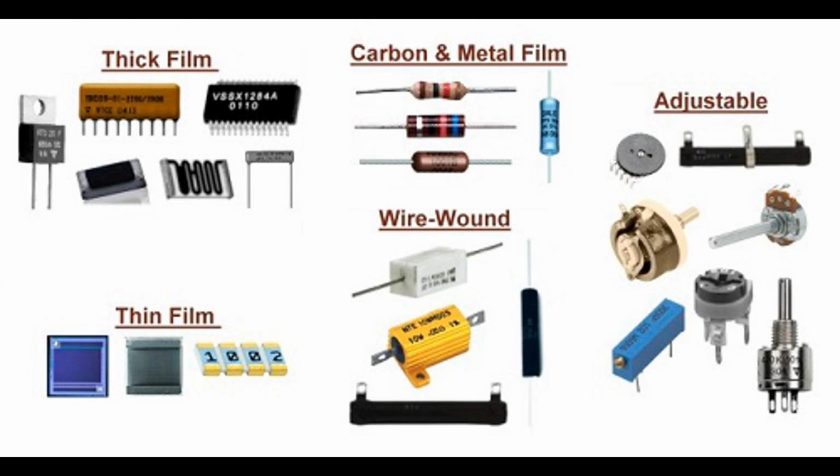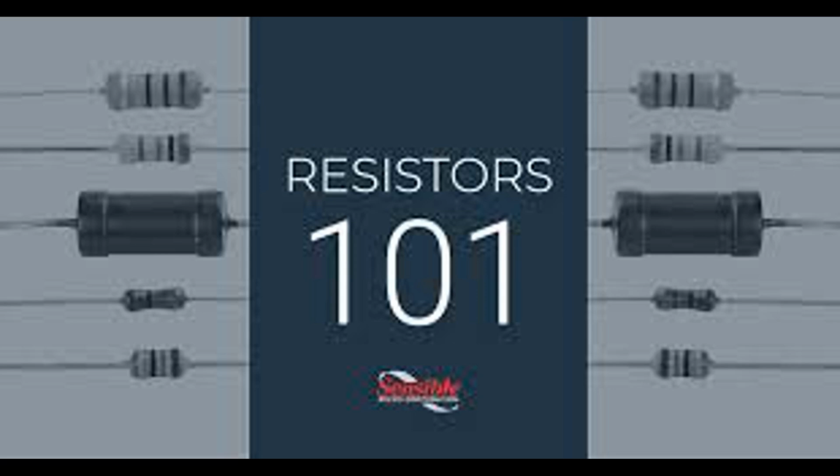V out equals V in times R2 over R1 plus R2. V in is the total input voltage across the series resistors. V out is the voltage across R2. R1 and R2 are the resistance values of the two resistors. Applications of voltage division.